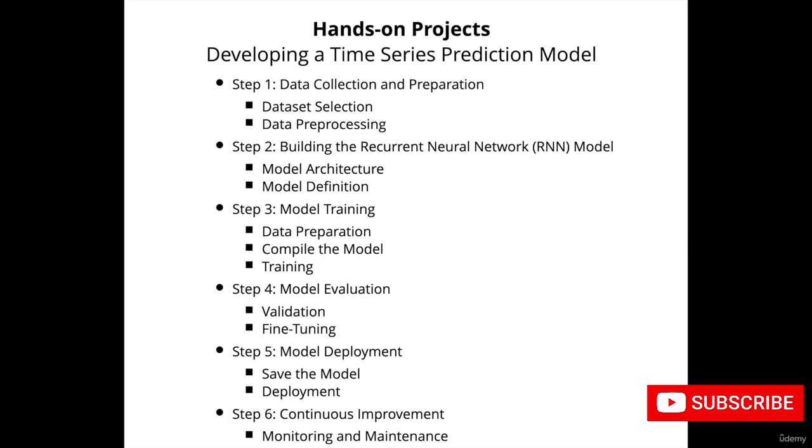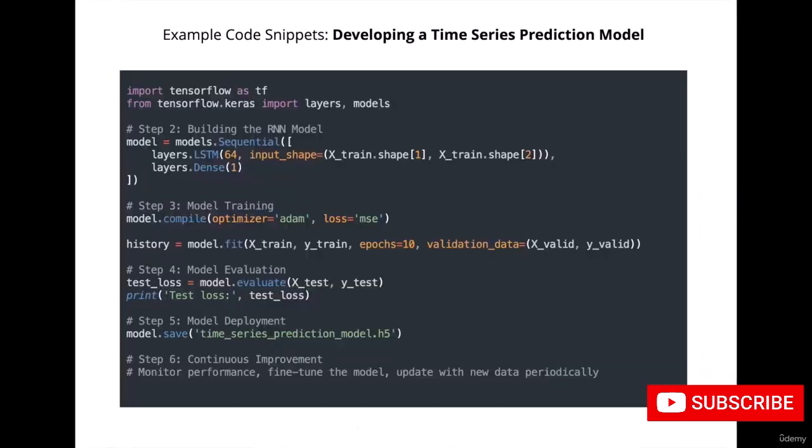Step 6 is continuous improvement, monitoring and maintenance. Monitor the deployed model's performance in real-world scenarios and update it periodically with new data or fine-tuning to maintain accuracy and adapt to changes. Here is a code sample of how to do this.